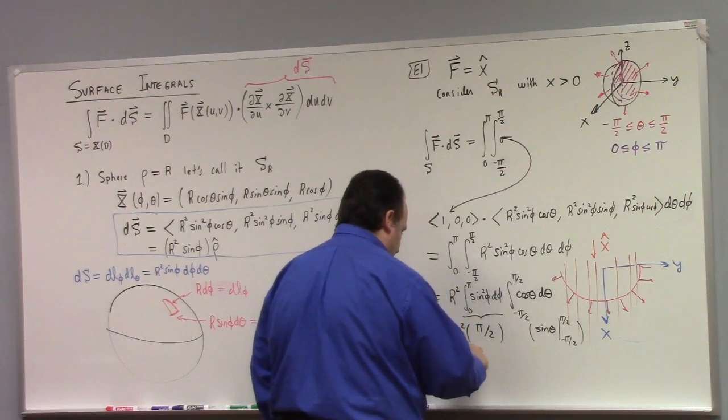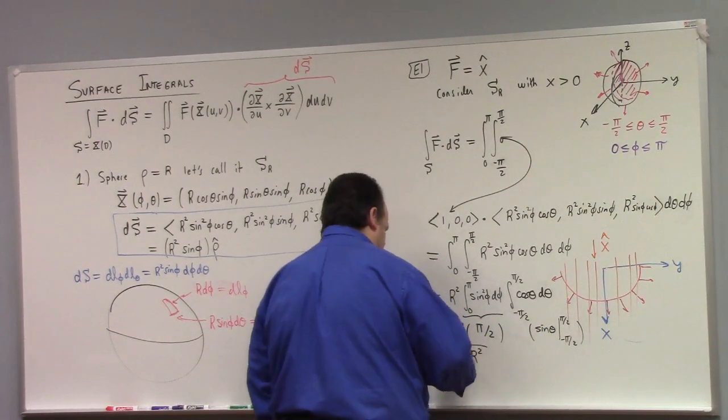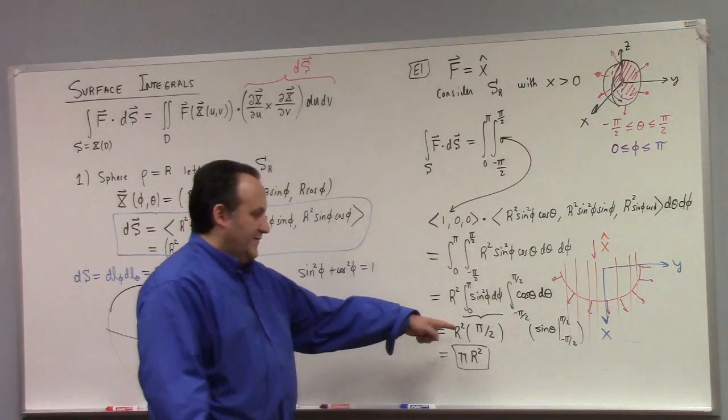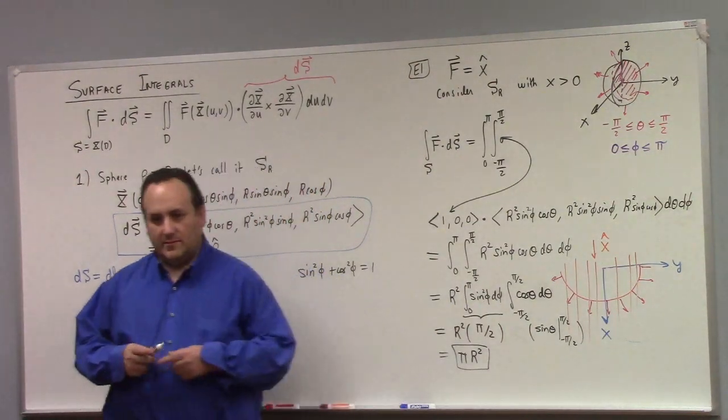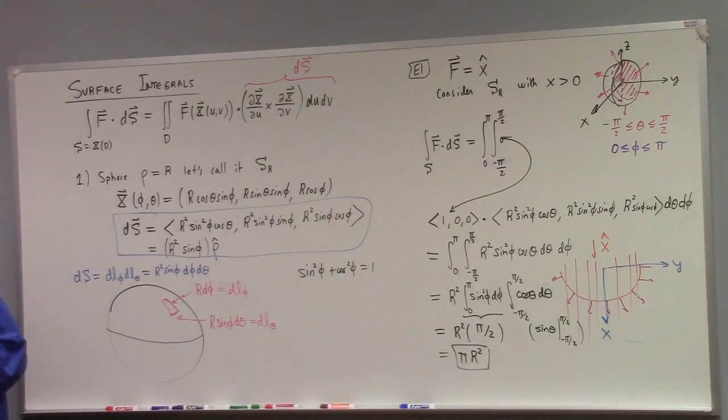So, hey, good news, Sam. Pi r squared. Because that's pi over 2 and that's 2. So. Now, why did Sam say that the integral's pi r squared? Why is the flux pi r squared?